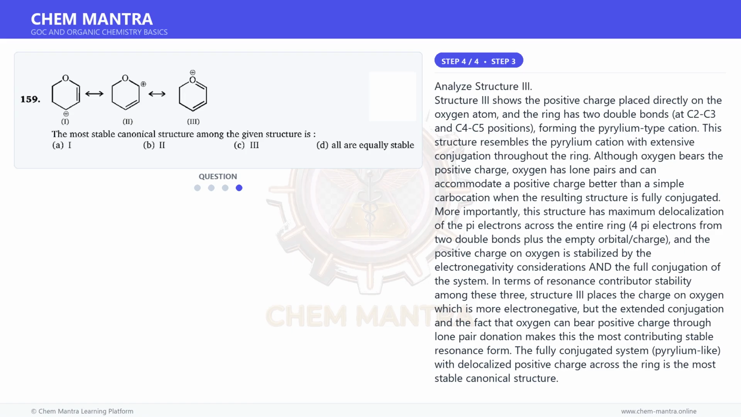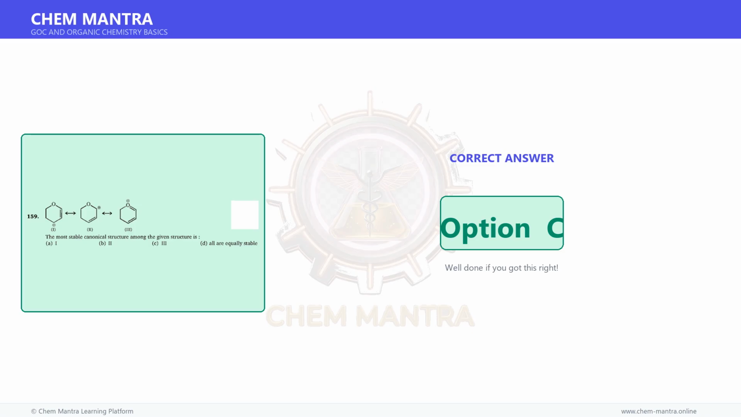Why other options fail? Structure I, carbocation on a carbon with no adjacent pi system or heteroatom stabilization, least stable. Structure 2, partial conjugation and carbocation partially stabilized by oxygen, intermediate stability. Structure 3, maximum conjugation, charge on oxygen with full pi delocalization across all ring atoms, most stable. Option D is incorrect because the structures differ significantly in stability. Therefore, the correct answer is option C.